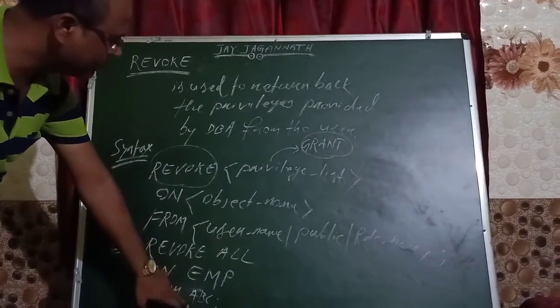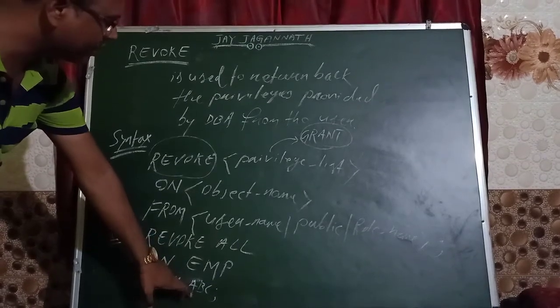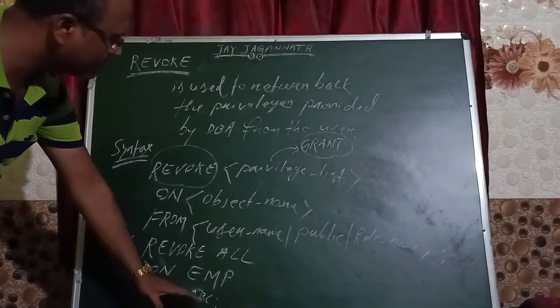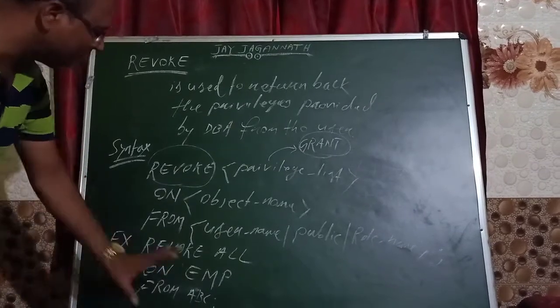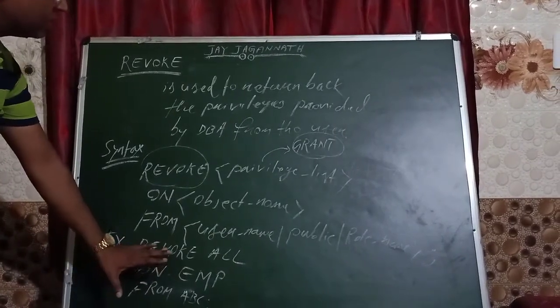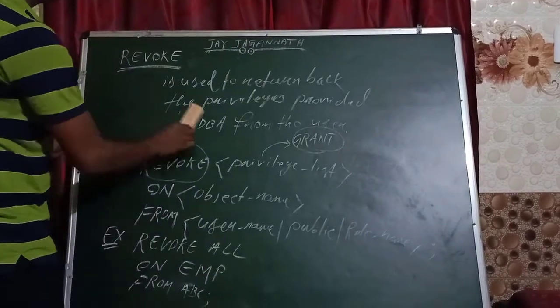Using the revoke command, the DBA can return all the permissions which are provided to ABC, and now ABC cannot enjoy the permissions which were provided by the grant command.